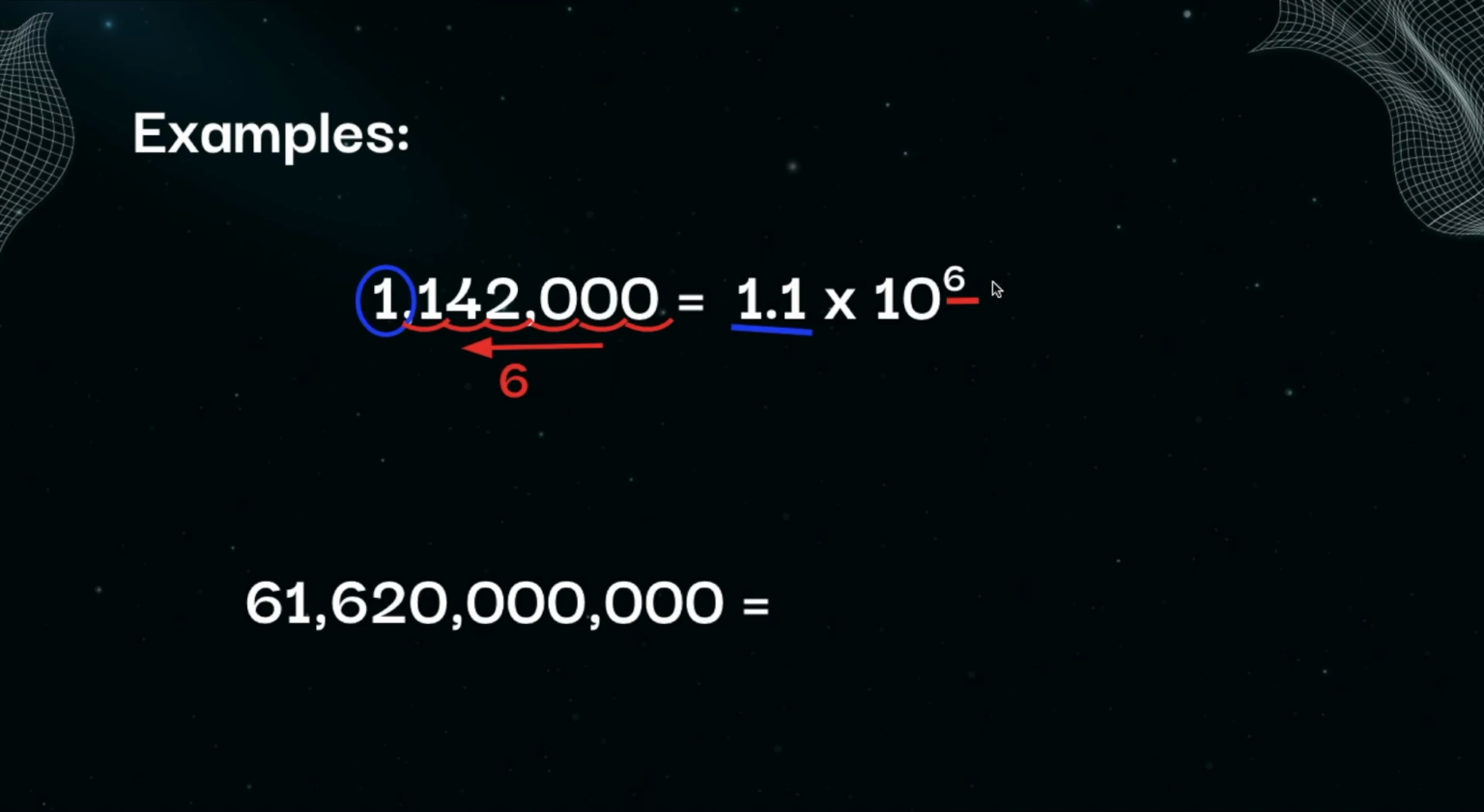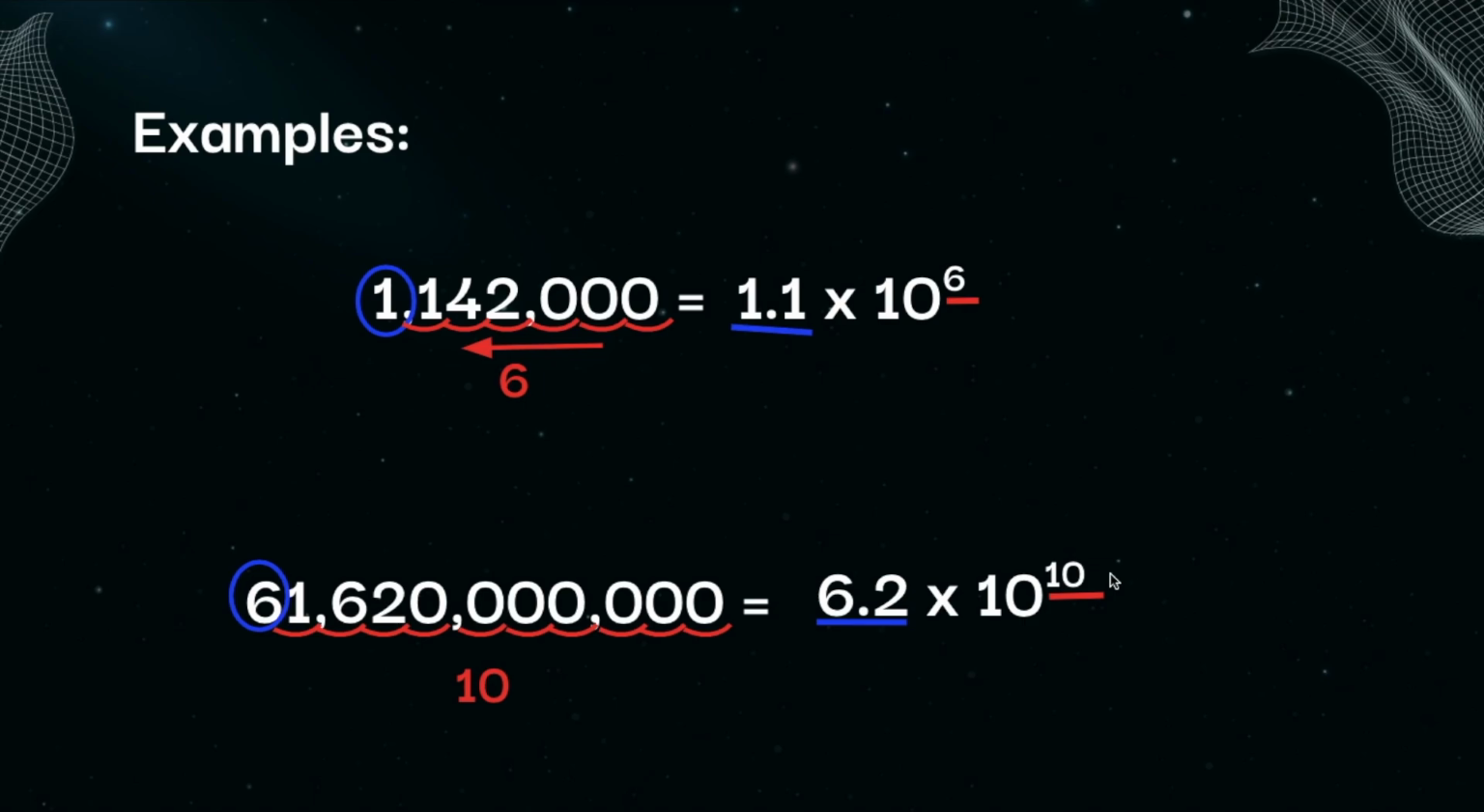Now let's try that with an even bigger number. So we have this here, and we know that the number that is going to be less than 10 is 6. So the coefficient, if we round, would be 6.2. And then you can see that we moved the decimal point to the left 1, 2, 3, 4, 5, 6, 7, 8, 9, 10 places. So it will be 10 to the power of 10. That's basically how it works.